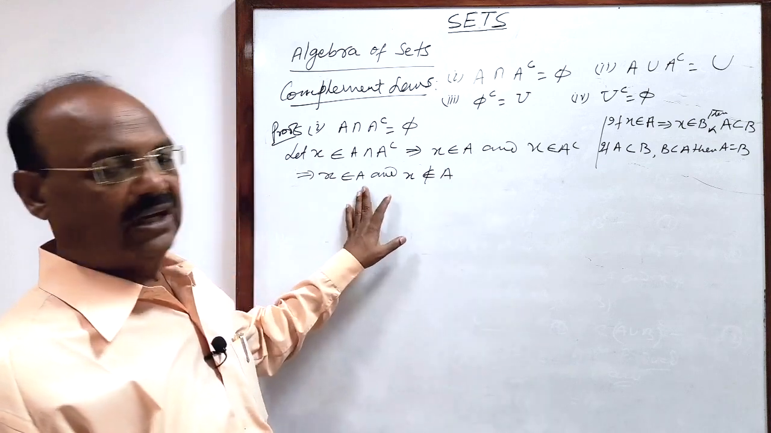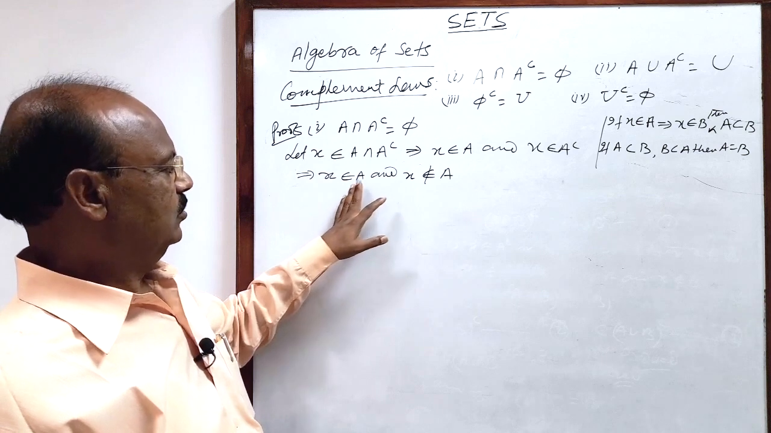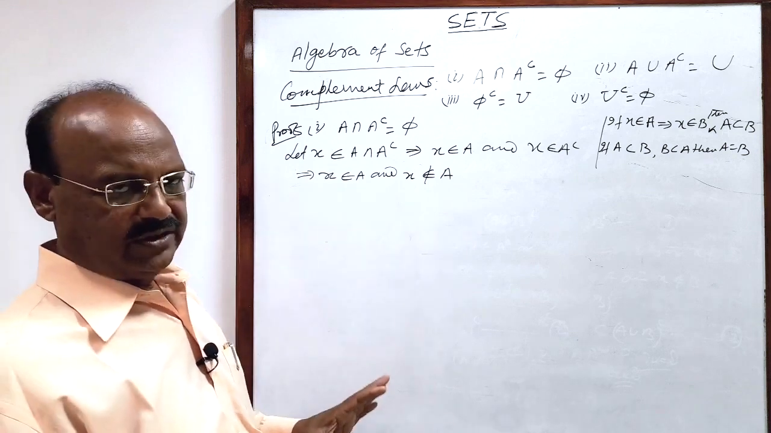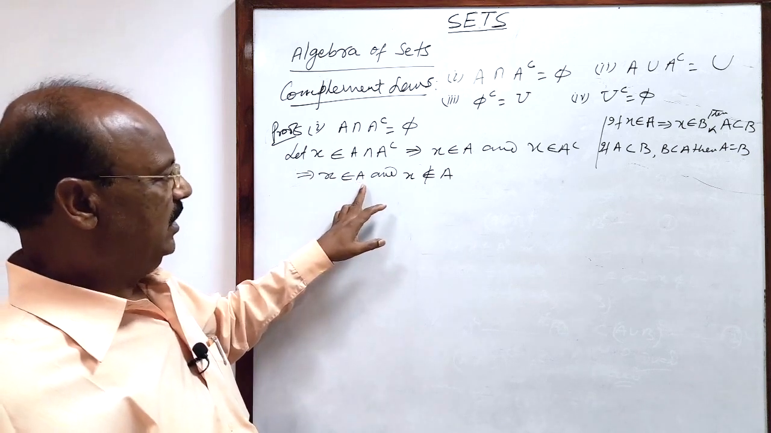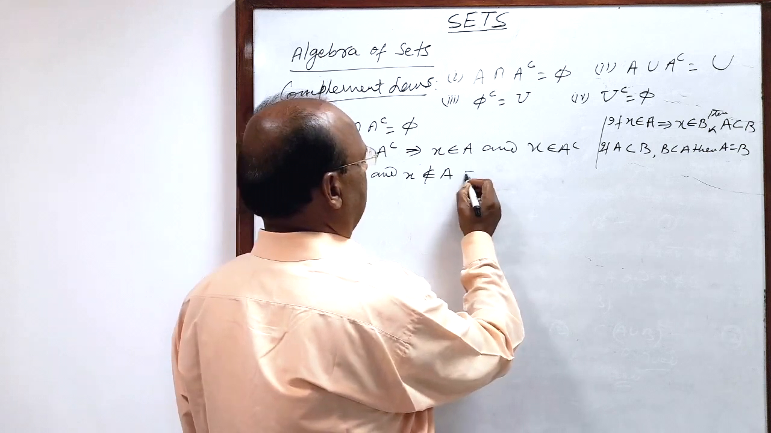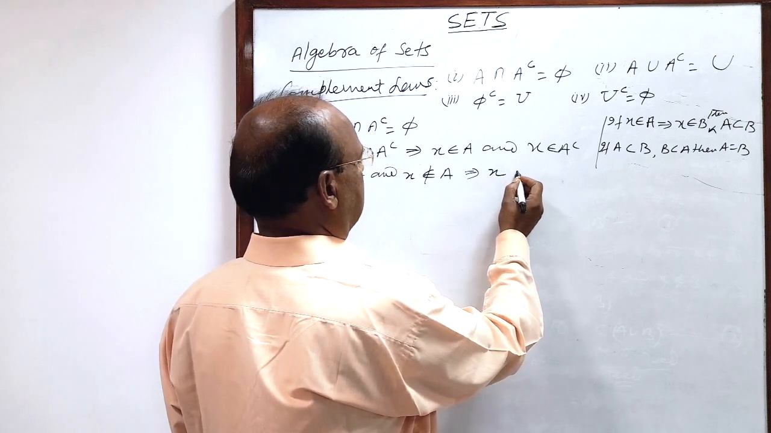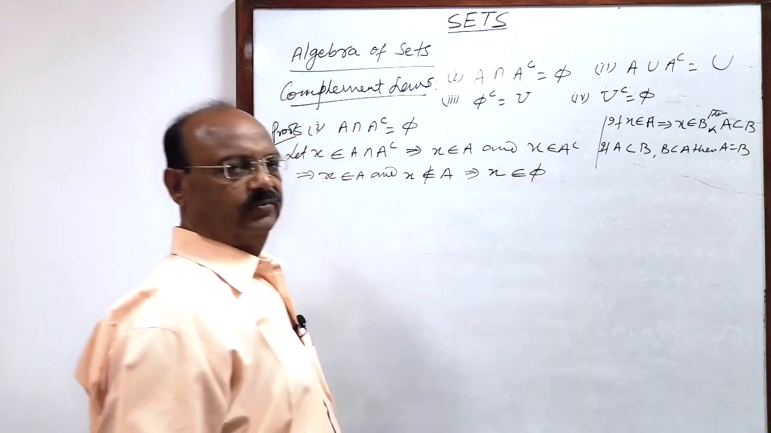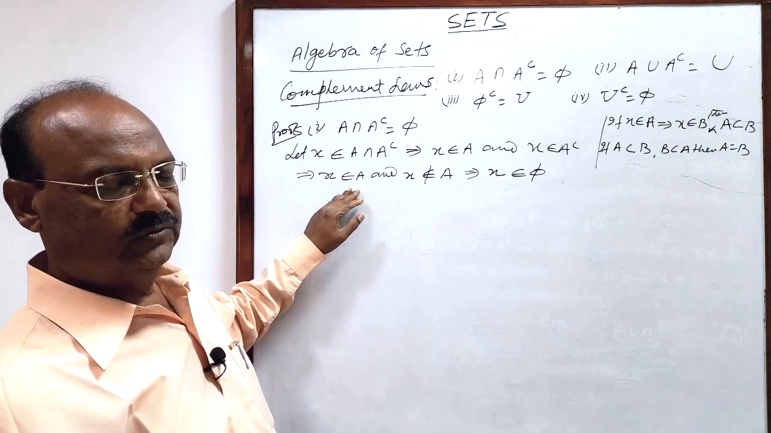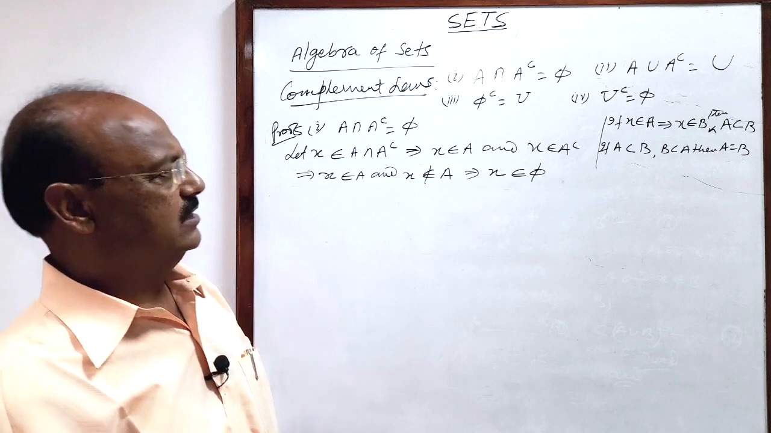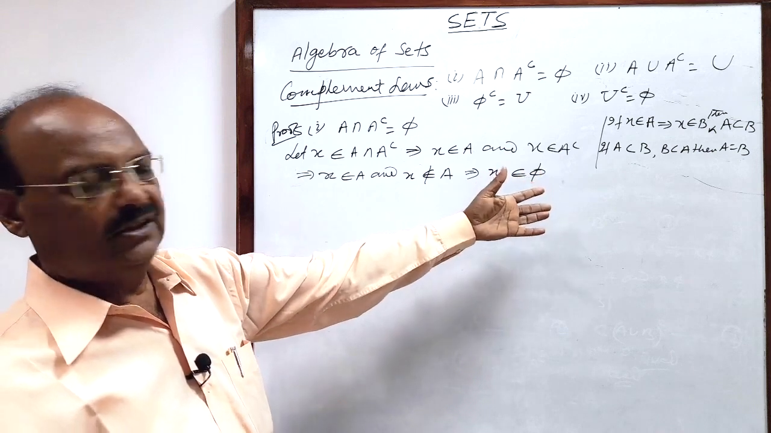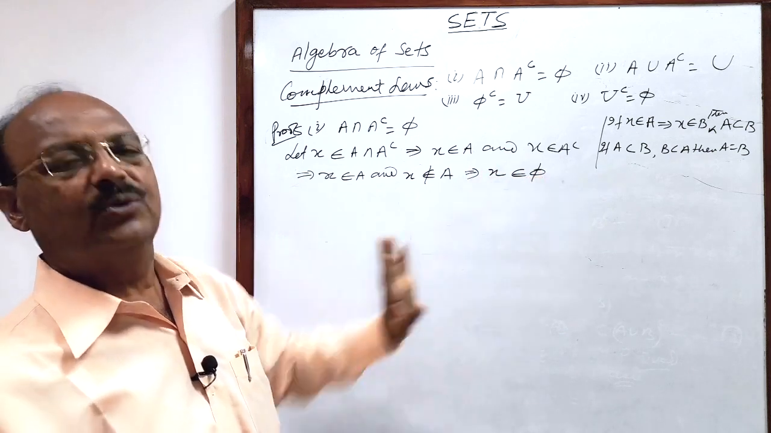But there is a very big contradiction. Here we are writing X belongs to set A, and here we are writing X does not belong to set A. So there is no such element which can belong to set A and not belong to A. Very contradictory. So the conclusion is that X belongs to null set, means there is no such element. Null set is an empty set, so X belonging to null set means there is no such element.